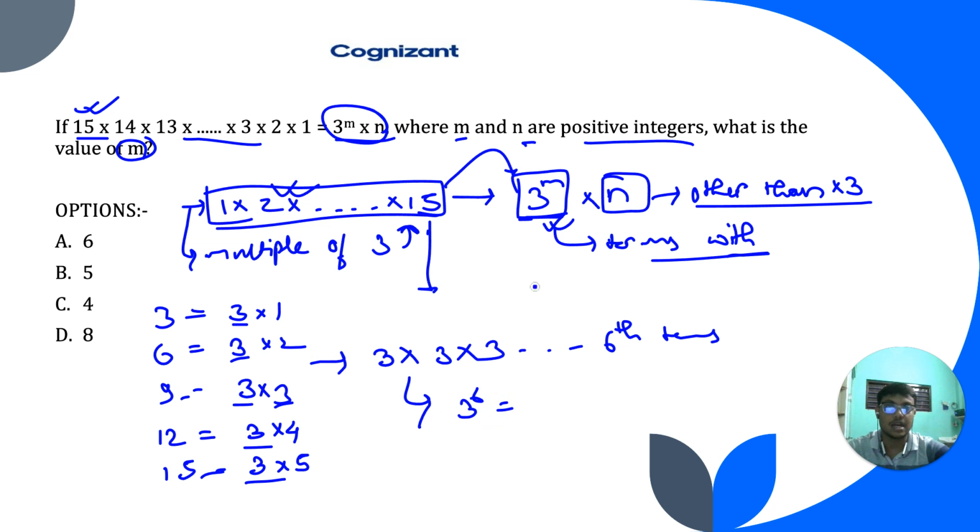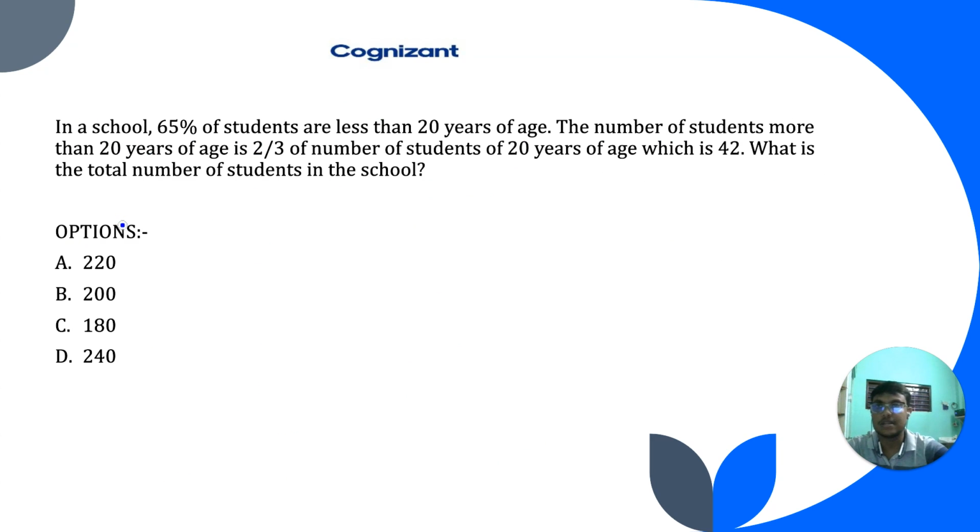Now, if we compare it with this 3 to the power m, in that case, we can easily say that m is equal to 6. Hence, our correct answer becomes option A, that is 6. I hope I was clear. It is a pretty easy question. Just a bit of logic was required. So let's move on to the next question.